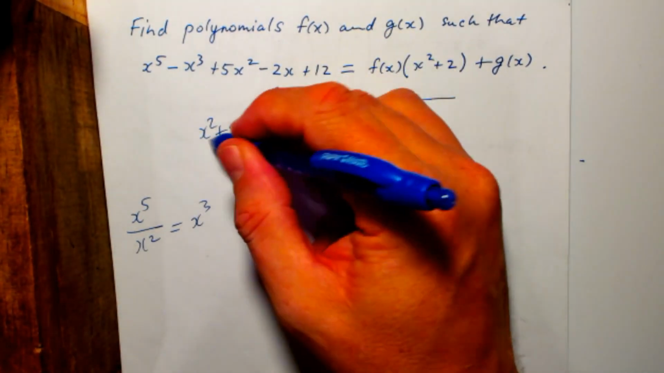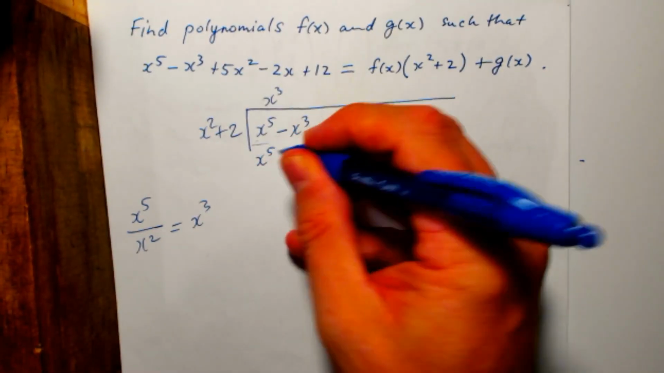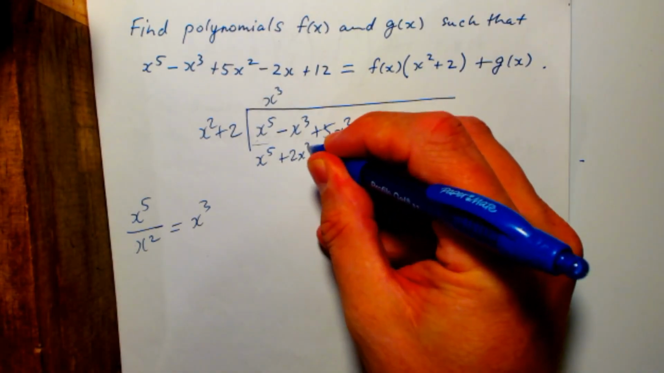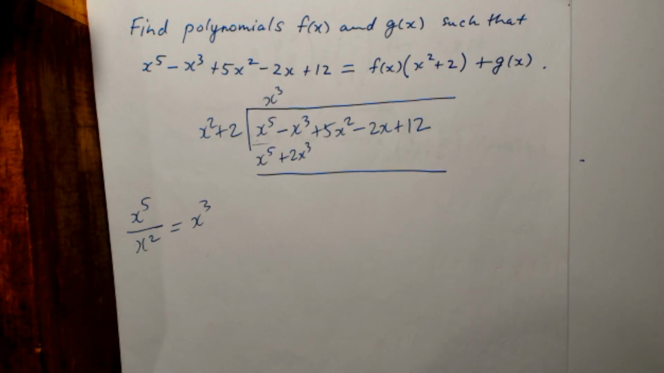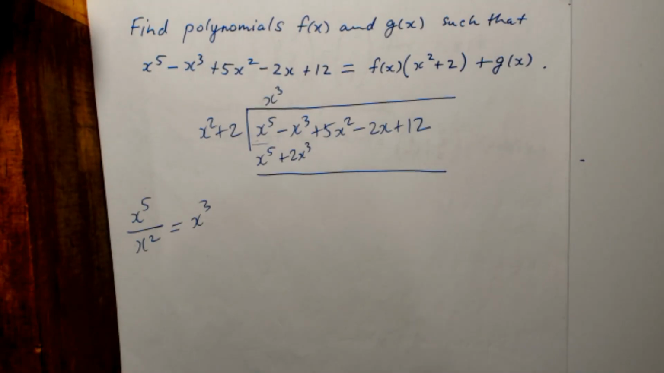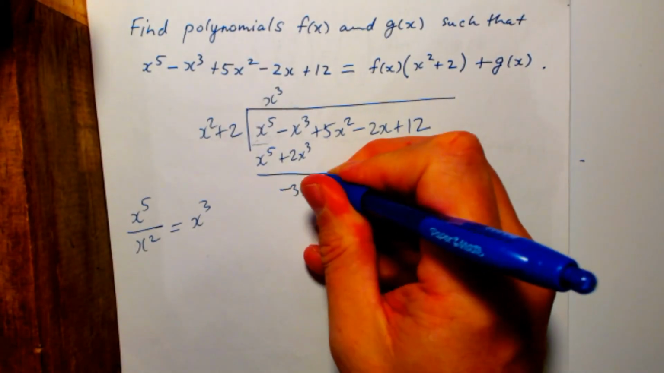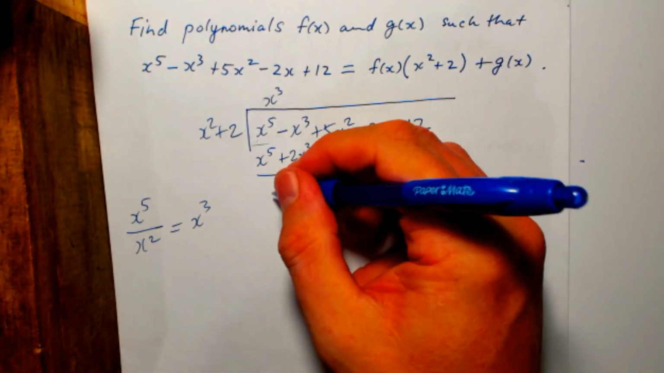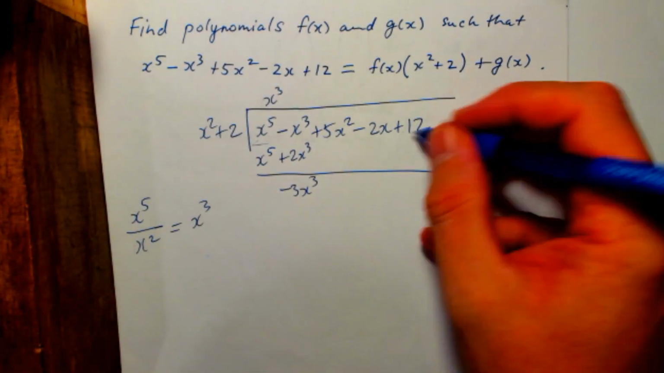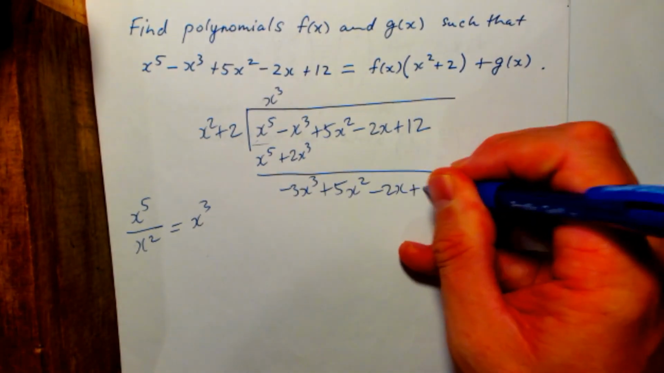Now we take this and multiply by the whole thing, write that below. So that's x to the fifth plus 2x cubed. Now we're going to take a difference. So minus x cubed minus 2x cubed is minus 3x cubed. And this difference here is obviously 0. So, okay, all of this minus 0 gives just that, so we can copy it down again.